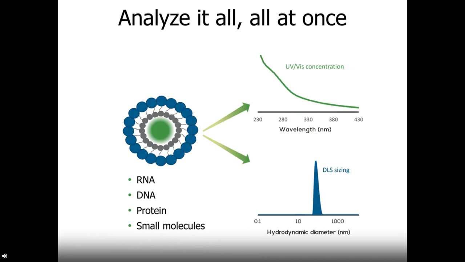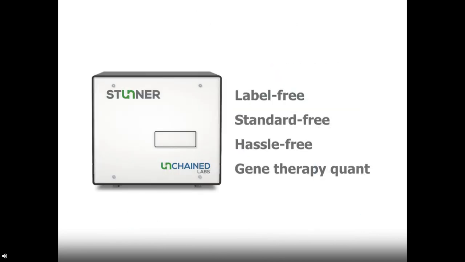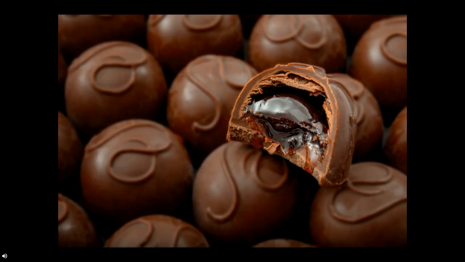Stunner's nanoparticle applications combine both UV-Vis and DLS technologies on a single sample to deliver total payload quantification and low volume, size, and PDI results. So that is how Stunner delivers label-free, standard-free, and hassle-free gene therapy quantification. So always know exactly what you got in your chocolates without the need to bite in them first.